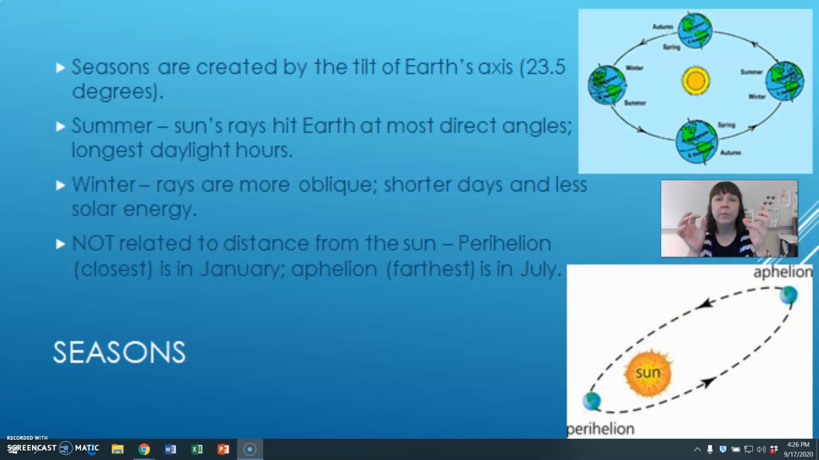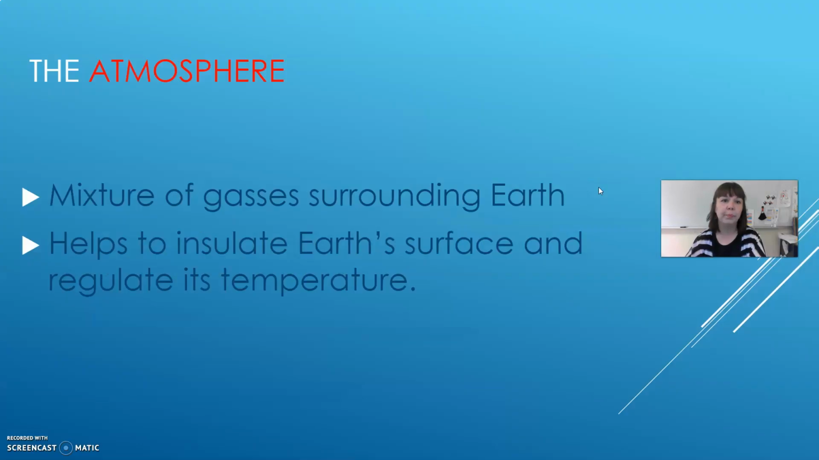Now, our summers and our winters are not related to how far we are from the sun, whether we're close or far away. The perihelion, which is where we're the closest, is actually in January. Aphelion, where we're furthest away, is actually in July. So the difference in distance that we are from the sun as we rotate in our little egg-shaped orbit does not determine our seasons. It's the tilt and the amount of radiation that we're able to absorb.